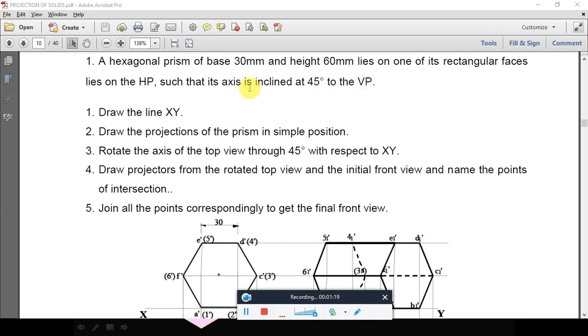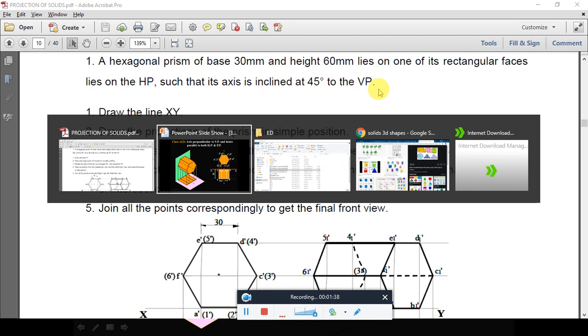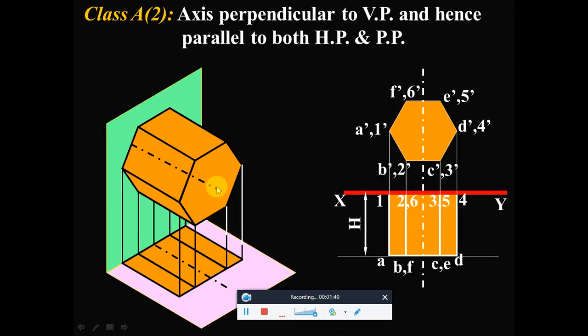So if it is given as axis inclined to VP, in the first position you are supposed to draw the true base, considering the axis is perpendicular to VP. This is the first position we are supposed to draw. This axis is perpendicular to VP. So how will it be when the axis is perpendicular to VP? In this condition you can see this is the hexagonal prism. The axis is perpendicular to VP, right? So this is your first condition.